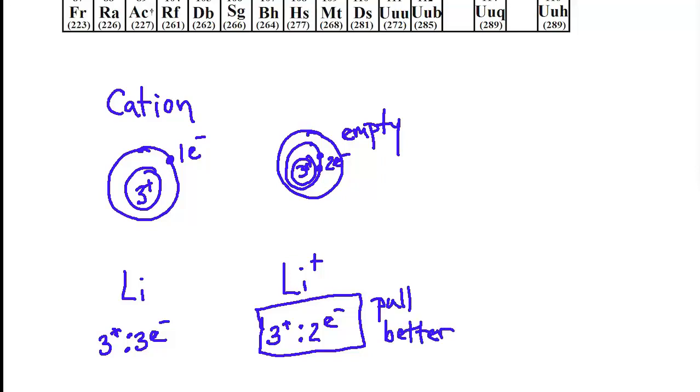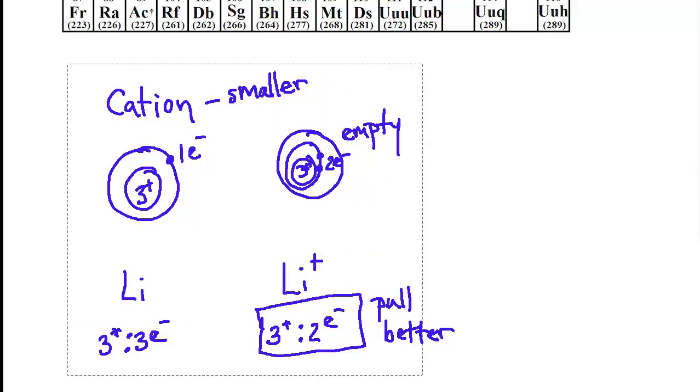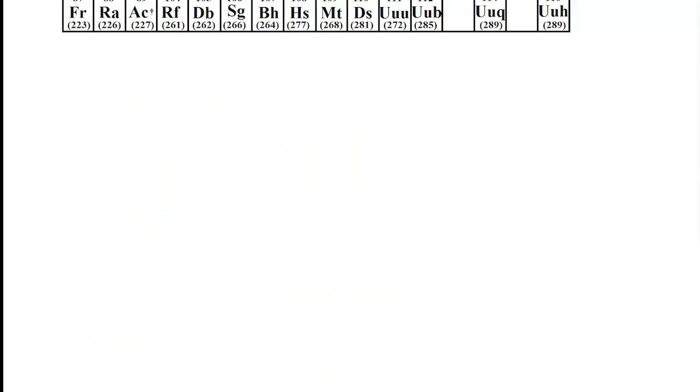And if this can pull better, it's going to be smaller. So that means that the cations will be smaller in size relative to their counterparts, their neutral element. All right, so keeping that in mind, what do you think is going to happen with anions? Take a minute to think about it while I delete the board here.